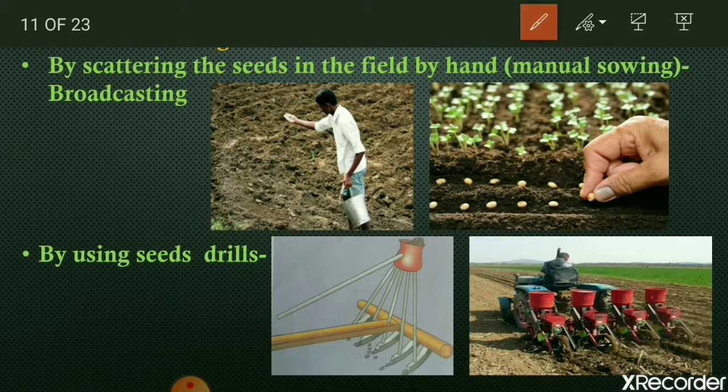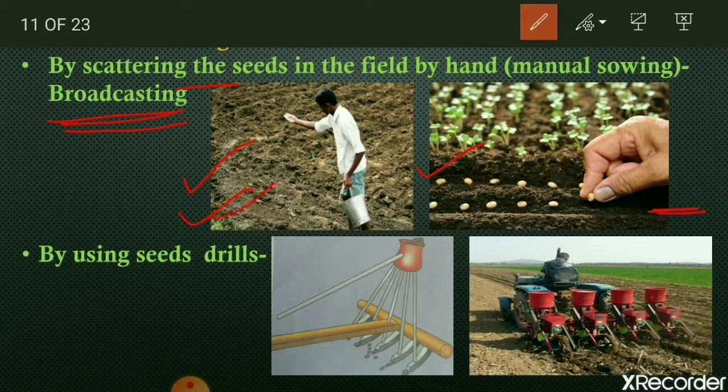So when manual sowing is done, the farmers simply scatter the seeds in the field, and this process is called broadcasting. You can see in the first picture the farmer is scattering the seeds, the process of broadcasting. The seeds fall down at random places, meaning they are not uniformly distributed, they are unevenly distributed in the field. In this picture you can see the seeds are sown in the soil, but this process takes a lot of time. Generally farmers prefer this one.